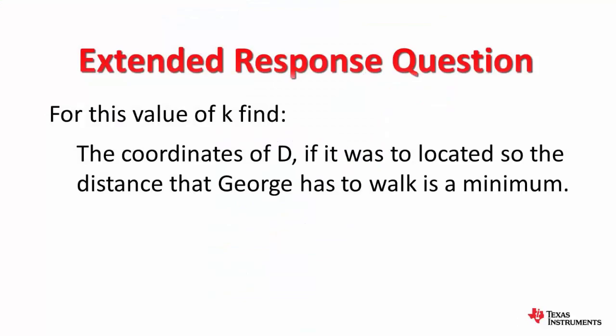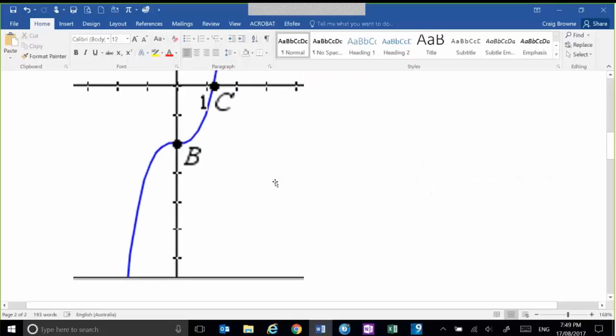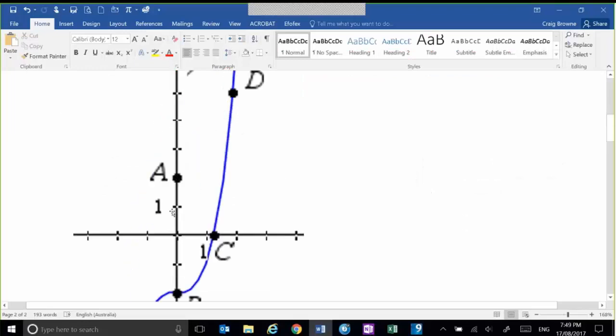Now that we've done that, if we go back to the question, it now wants us to, for this value of K, find the coordinates of D. If we go back to where D is, we know that this distance from A to B is the same distance from A to D. D is up there. So we know that that distance is in fact 4.